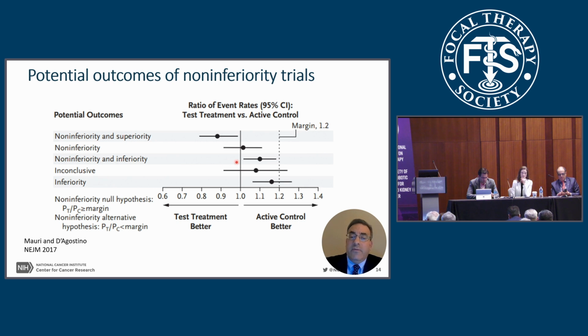It can be inconclusive, where it's crossing 1 and goes beyond the margin. And of course, then there's the potential that the new treatment outcome is just purely inferior, as shown here, and favors the traditional method that you're comparing it to.